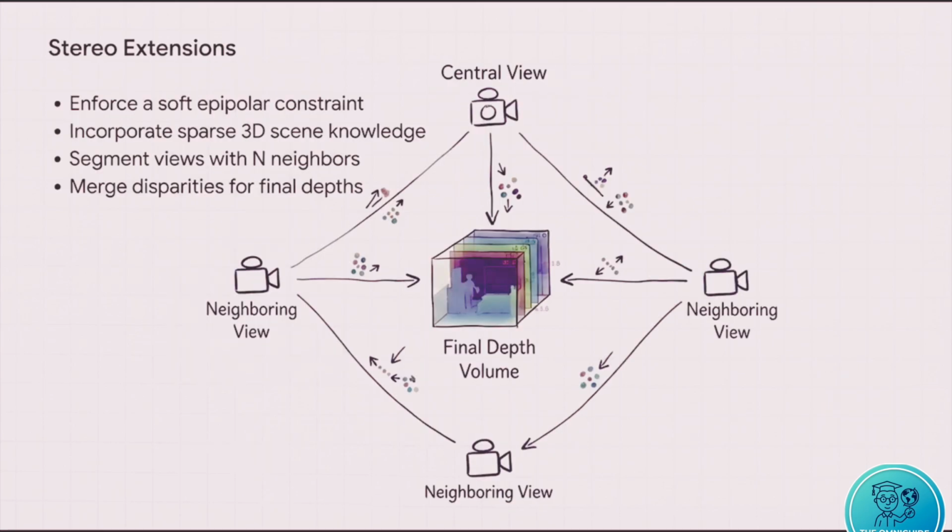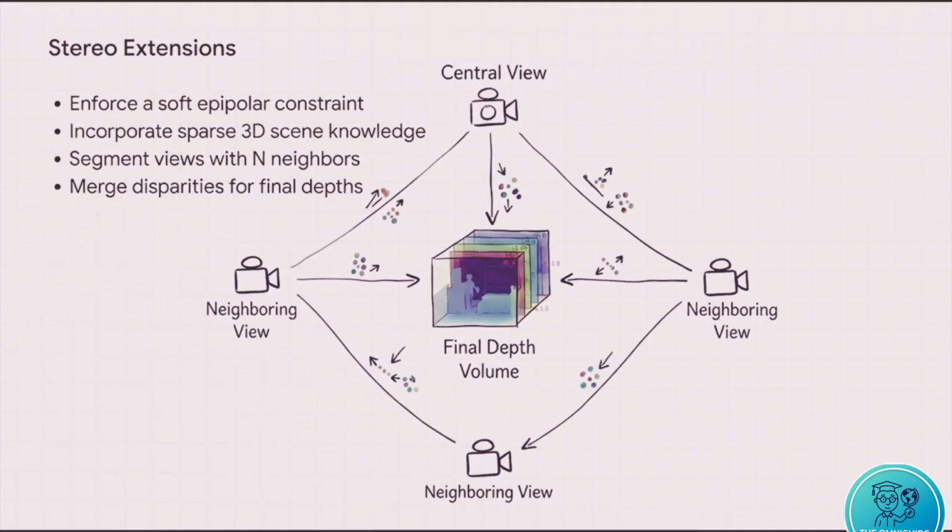This approach brilliantly advances older optical flow models by adding 4 multi-view stereo extensions. First up, it enforces a soft epipolar constraint. That's a fancy way of saying, if you know where a camera was, you can draw a line of sight to restrict where a pixel should end up in the next photo. Second, it incorporates the sparse 3D point cloud we made earlier as a sort of cheat sheet for where things are.